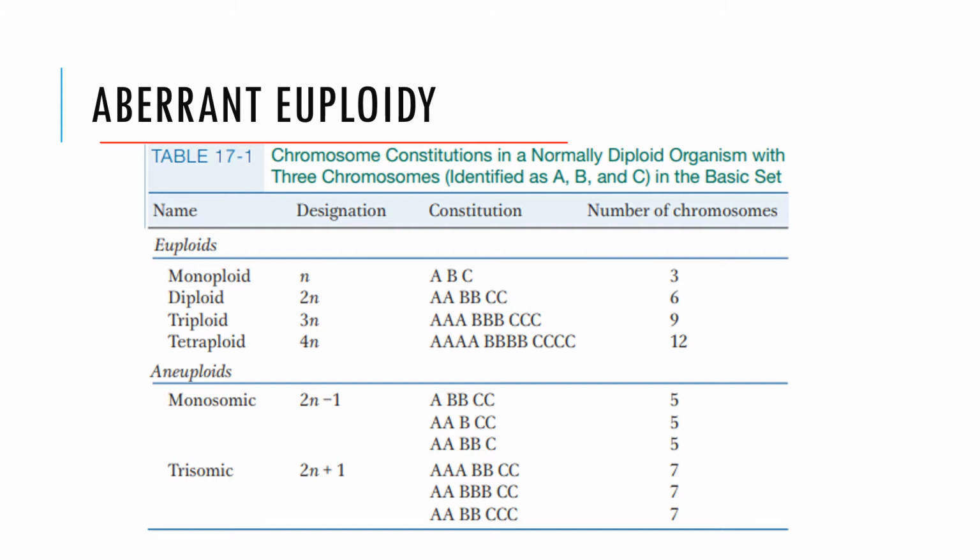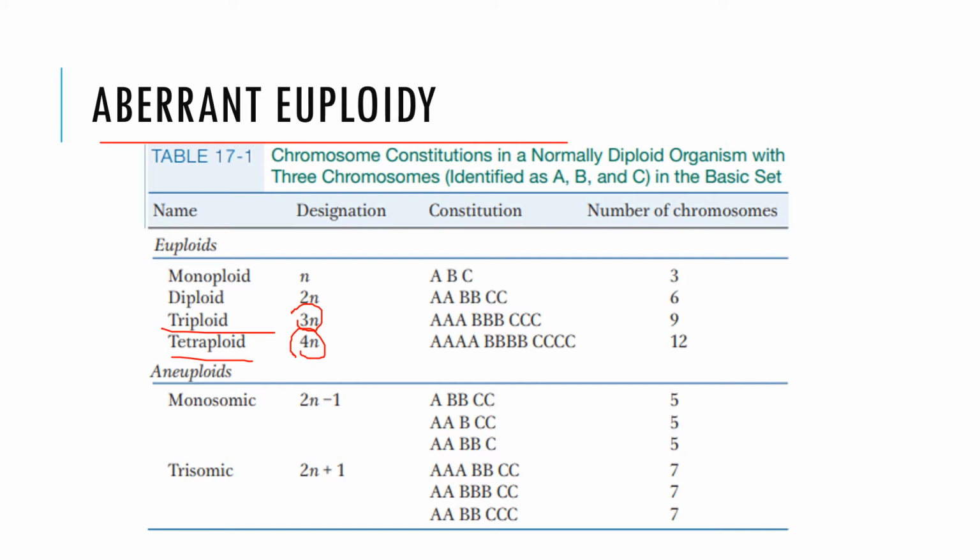Polyploids are individual organisms that have more than two chromosome sets. They can be represented by 3N, triploid, 4N, tetraploid, 5N, pentaploid, 6N, hexaploid, and so forth. The number of chromosome sets is called the ploidy or ploidy level.